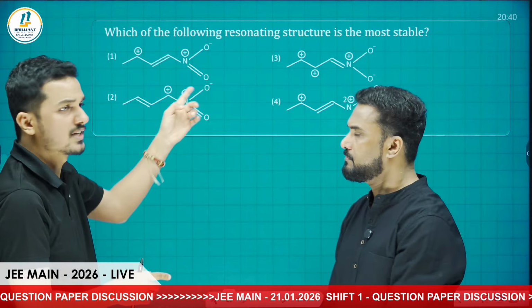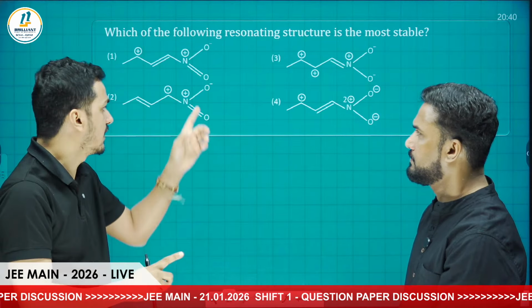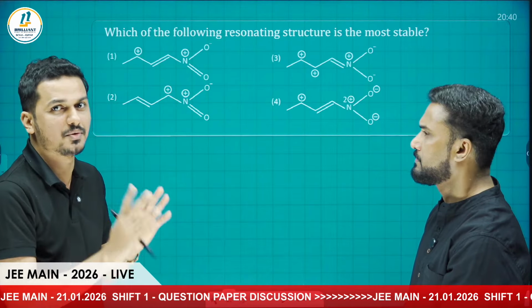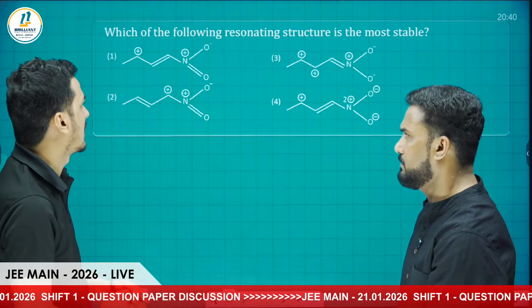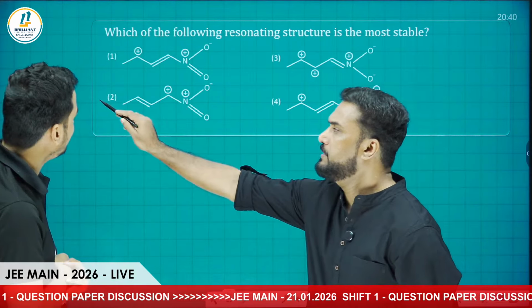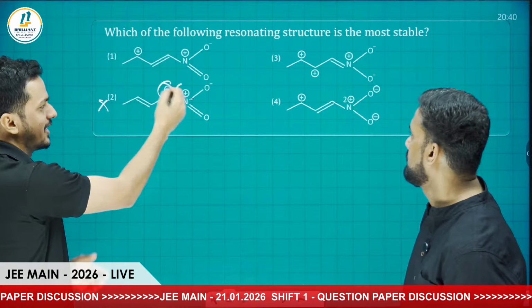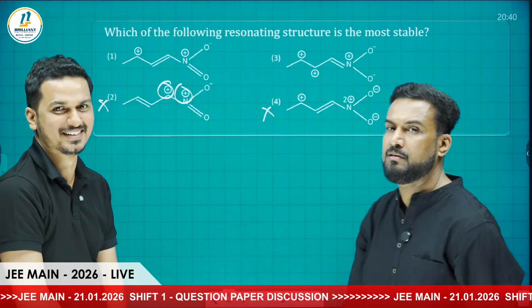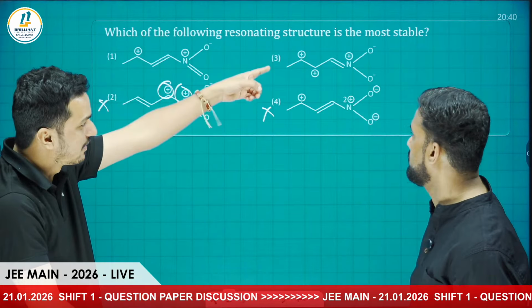Also, nitrogen is less electronegative compared to oxygen. That's also fine, oxygen is getting the negative charge. But then you have to check the two positive charges, two negative charges. Anyway, this you can easily eliminate, because here two positive charges are nearby. This one also you can eliminate, because 2 plus, 2 plus is not possible. That's not possible there either.